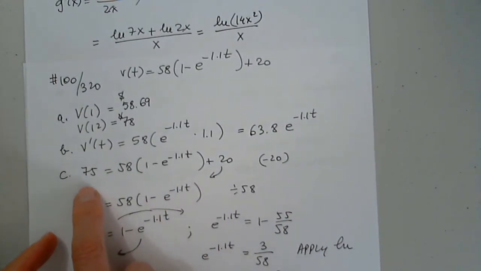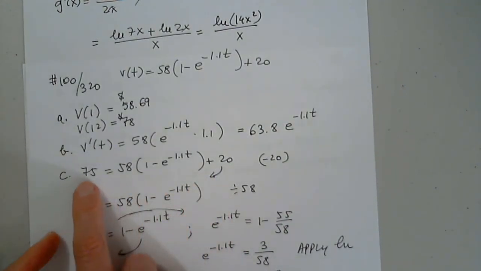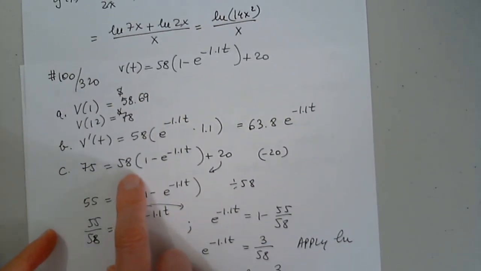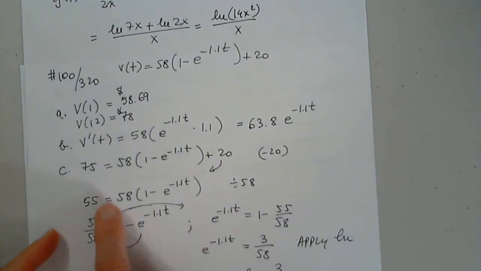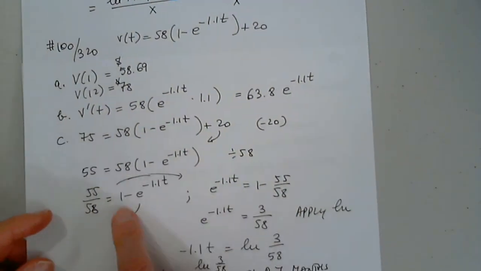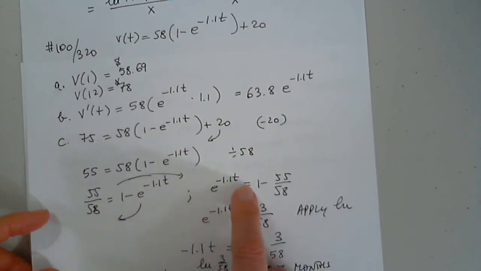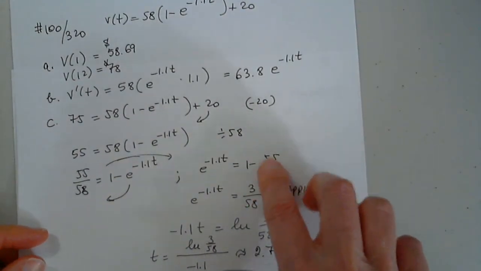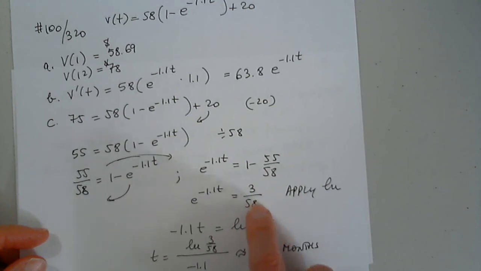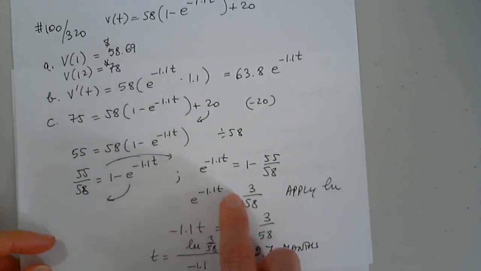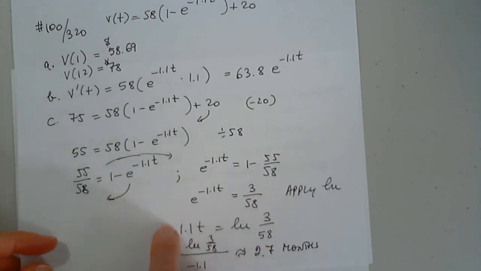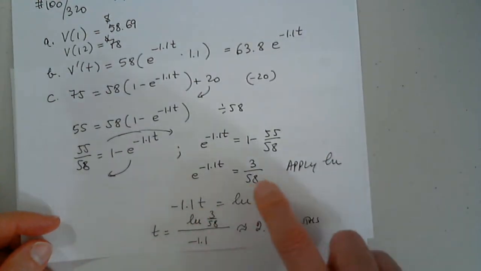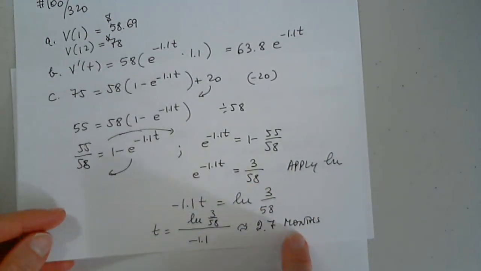Here we're asked to determine when the value will be 75. So we wrote 75 equals 58 times all this, we subtracted 20, we got 55. We divided by 58 both sides, we got this. I moved e to negative 1.1t to this side and 55 over 58. I subtracted 58 minus 55 to get 3 over 58. I apply natural log to both sides. This side, because natural log of e is 1, is negative 1.1t, this side is natural log of 3 over 58, and t is this number over this number, and I got 2.7 months.